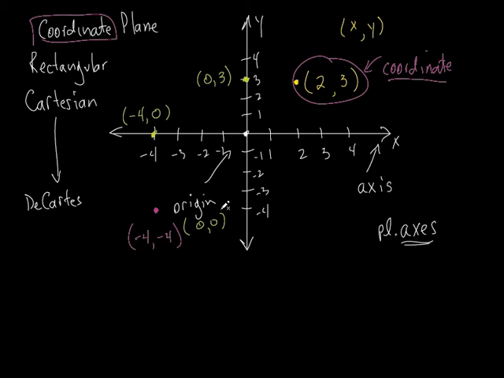Let's see. Let me flip through the book here. See if there's anything that I missed. Sometimes they'll say this. Watch this. I'll do this example in the book. Let's draw x and y axis. All right, and let's go to a different color. Let's go to blue.